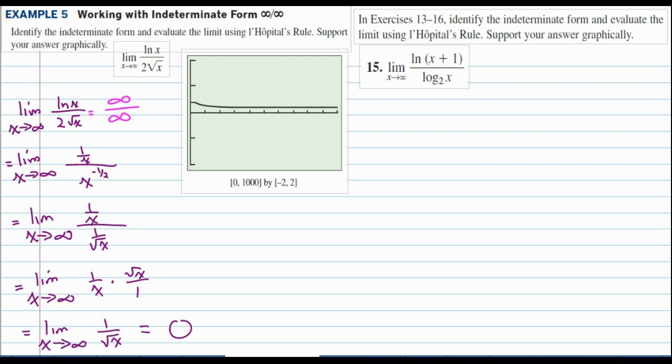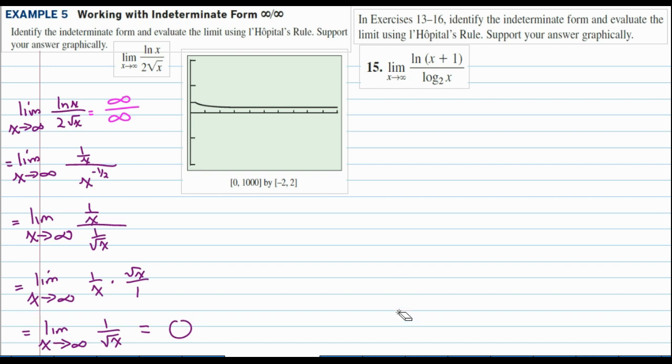Now the question is, does that graph really support our answer? Yeah, kind of. Our x values go out to 1,000. It's not obviously approaching 0. It might look more like it's approaching, I don't know, 0.2 or something. But if I made a window very large, I'm sure I would see that approach the x-axis, so y equals 0.